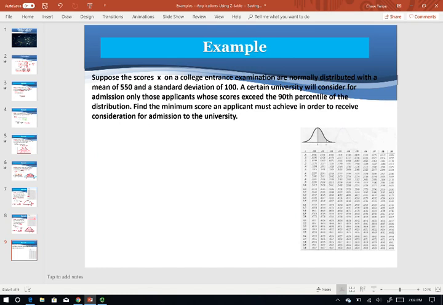Now, let's see another example for using the z-table in reverse. Suppose the scores X on a college entrance examination are normally distributed with a mean of 550 and a standard deviation of 100. And a certain university will consider for admission only those applicants whose score exceeds the 90th percentile of the distribution. Find the minimum score an applicant must achieve in order to receive consideration for admission to the university.